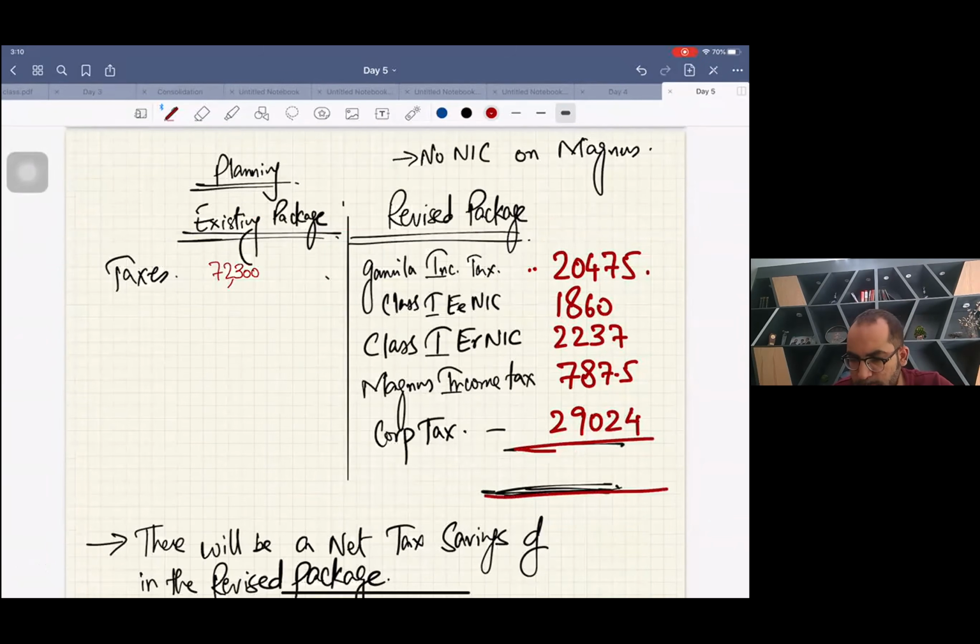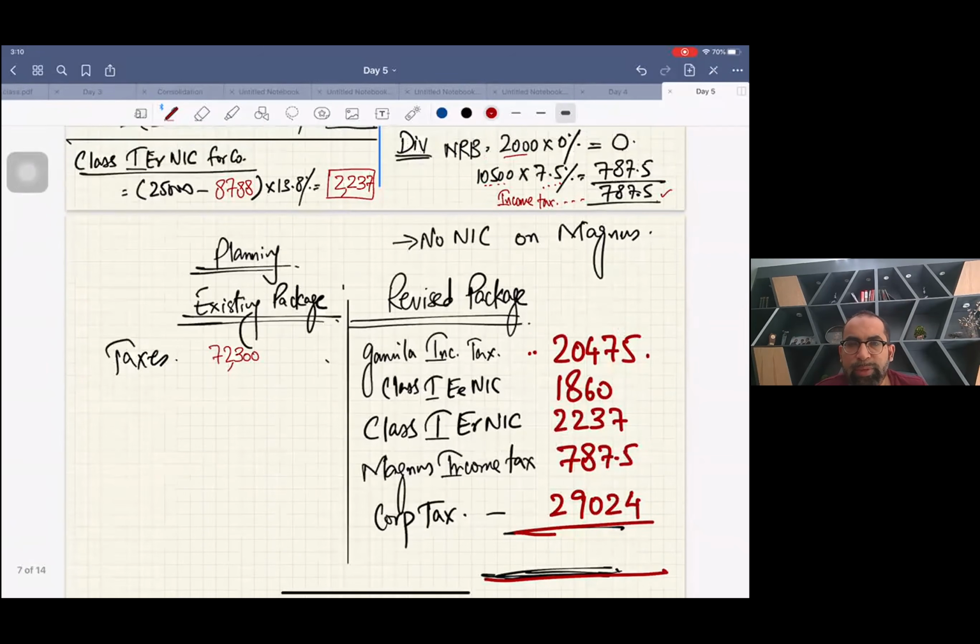My respected students, please check. In the revised package, these are all the costs: Jamila's income tax, Class 1 employee NIC, Class 1 employer NIC, Magnus's income tax and corporation tax. The total is 54,384. Thank you. Students, please check this.